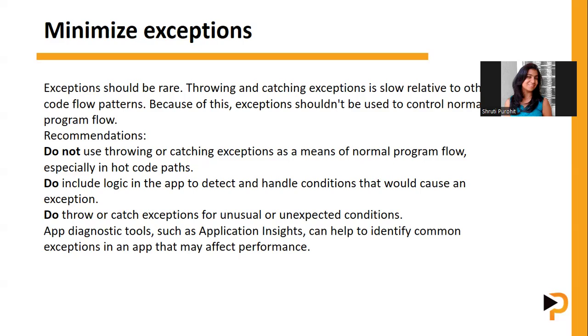Again, the first line: exceptions should be rare. Write code in such a way that it does not generate exceptions. Throwing and catching exceptions is slow relative to other code flow patterns. Because of this, exceptions shouldn't be used to control normal program flow. Recommendation: do not use throwing and catching exceptions as a means of normal program flow, especially in hot code paths. You can take care of these things, but try to write the code in such a way that no exception should occur.